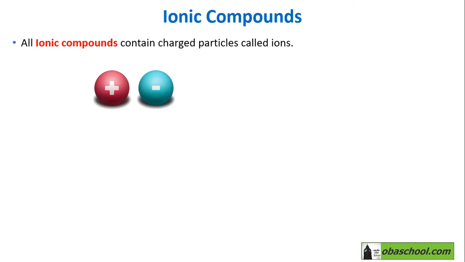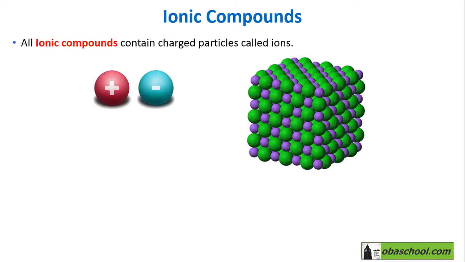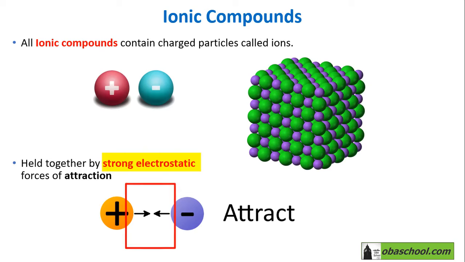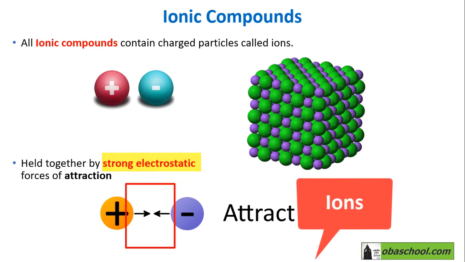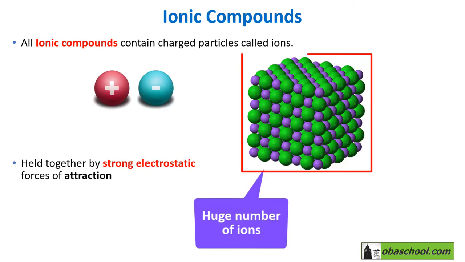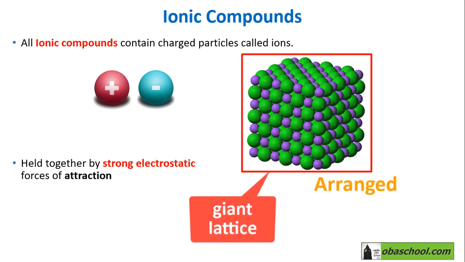The oppositely charged ions in ionic compounds are held together by electrostatic forces of attraction. These electrostatic forces of attraction allow the formation of ionic bonds. It is important to remember that ionic compounds contain ions, not atoms or molecules. And in ionic compounds, there are a huge number of ions that are arranged in a giant structure or lattice.